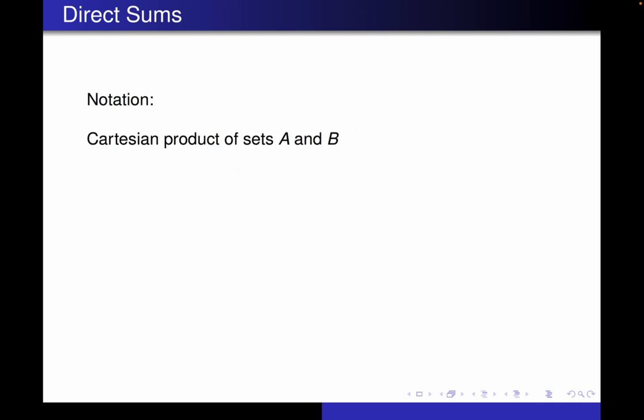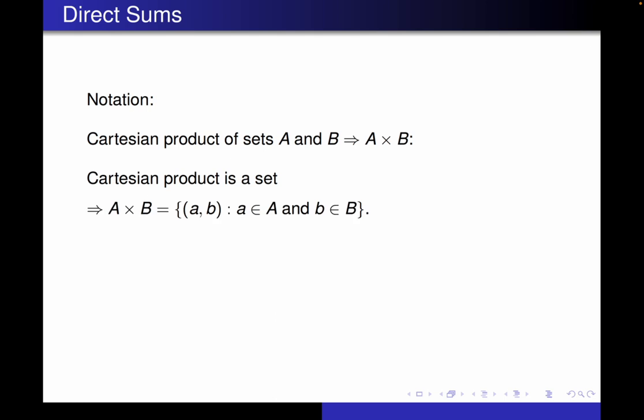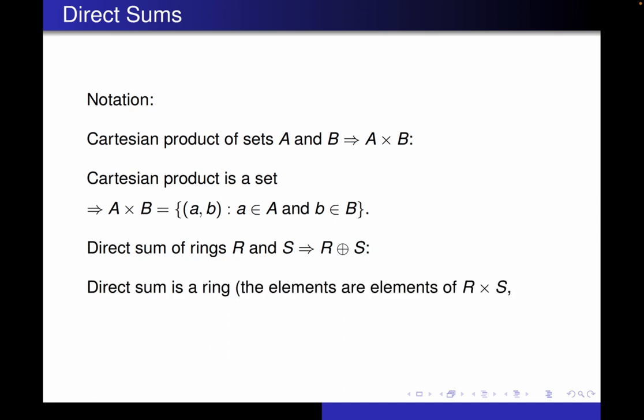So here's some notation. If you have the Cartesian product of two sets A and B, we use the notation A cross B. This denotes a set that includes all ordered pairs where your first coordinate, your x coordinate if you want to call it that, is an element of A, and your second coordinate, or your y coordinate, is an element of B. Now for the direct sum of two rings R and S, we use a slightly different notation: R and S with a plus with a circle around it in the middle. Now the direct sum is a ring, so the elements of the ring are the elements of the Cartesian product R cross S, but it also has an addition and multiplication.